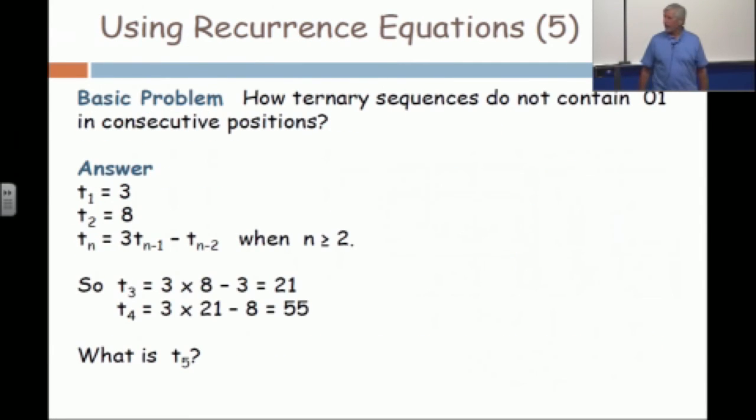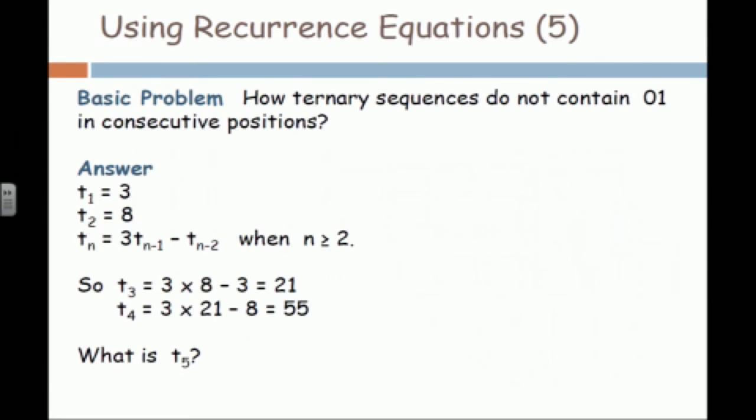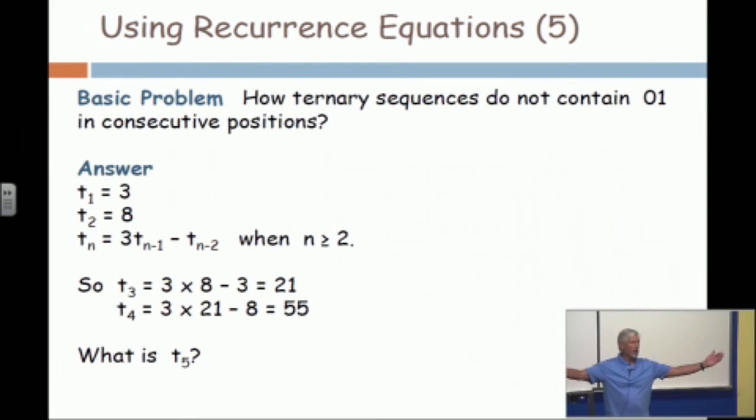Okay, let's take another equation, but this one is going to be a little bit more challenging. How many ternary sequences do not contain 0, 1 in consecutive positions? Not that it has a 0 here and a 1 there. What's illegal is to have a 0 followed immediately by a 1. How many ternary sequences do not contain 0, 1 in consecutive positions?